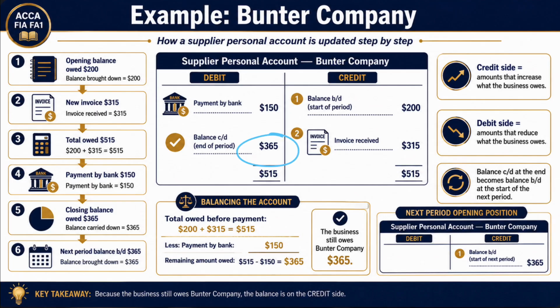This is called the balance carried down at the end of the period. Then at the beginning of the next period, it becomes the balance brought down. Because the business still owes the supplier, the balance brought down appears on the credit side.